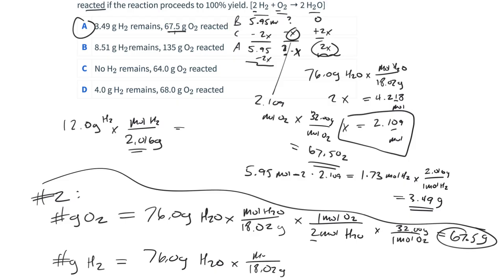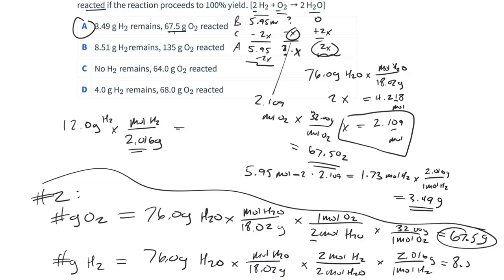per mole of water. It's 2 to 2: for every 2 moles of water that were formed, 2 moles of H2 had to be consumed. And again, the 2 to 2 is just off the coefficients in the reaction, so just the 2 H2, 2 water. And then 1 mole of H2 is 2.016 grams. So 76 divided by 18.02 times 2 divided by 2 times 2.016 is 8.50.